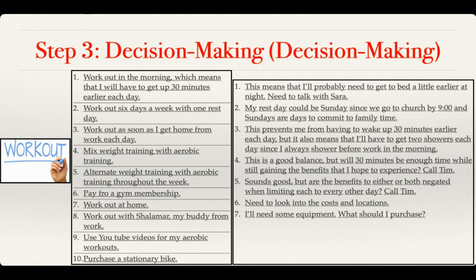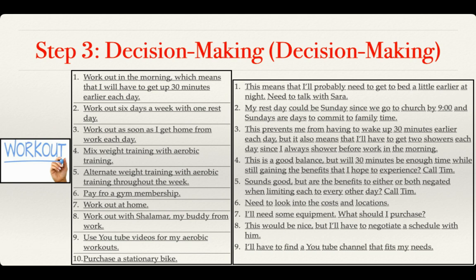What should I purchase? Number 8, work out with Shalimar, my buddy from work. This would be nice, but I'll have to negotiate a schedule with him. Number 9, use YouTube videos for my aerobic workouts. Response, I'll have to find a YouTube channel that fits my needs. And number 10, purchase a stationary bike. Well, I'll need to look into quality and cost. Okay, so that's very similar to, right, if I pay for a gym membership, those are the things I'll have to do.